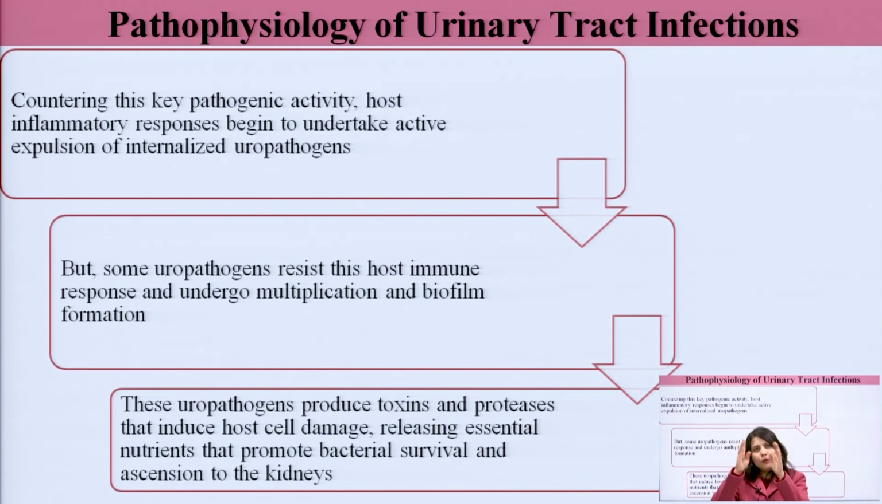Microorganisms have the ability to produce a biofilm and protect themselves from the host immune response. These uropathogens produce toxins and proteases that induce host cell damage, releasing essential nutrients that promote bacterial survival and ascension to the kidneys. Because the invasion of these microorganisms takes place in the faucet cells, these uropathogens, which have resisted the host defense, are multiplying in number.